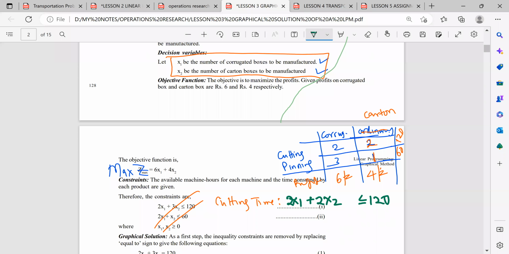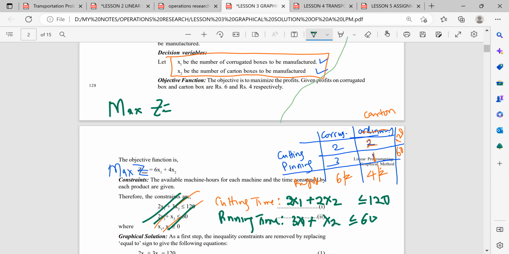Then the other resource is painting time. Let's allocate that resource according to what we have: 3x1 plus x2 less or equal to 60. I think there was a problem in that question there. Once you allocate all the resources, of course our objective function was maximizing profits: Z is equal to 6x1 plus 4x2.